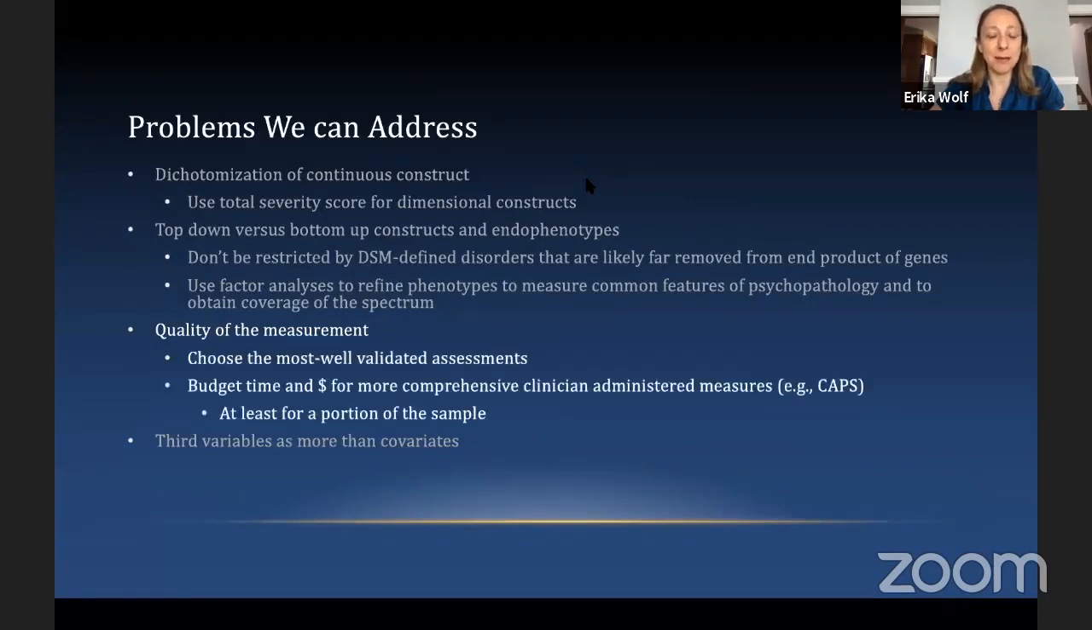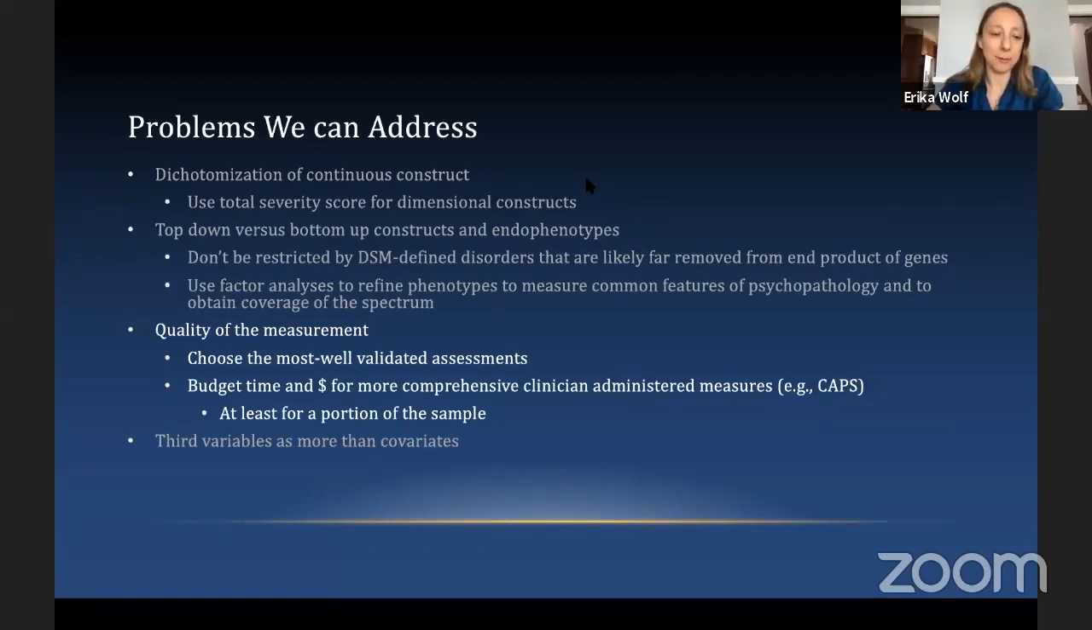So what can be done beyond just choosing the most well-validated assessments? I think it is important to budget time and money for a more comprehensive clinician-administered assessment of PTSD, at least for a portion of the sample, so that you can see if your genetic association studies line up across your self-report and clinician-administered measures.